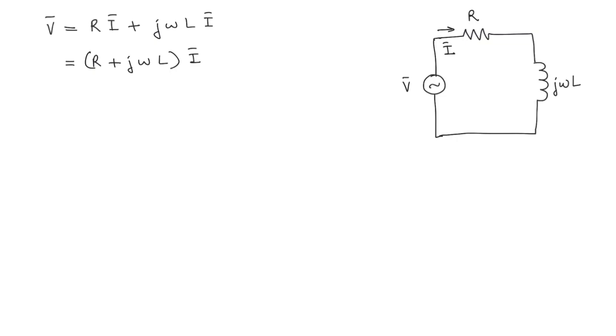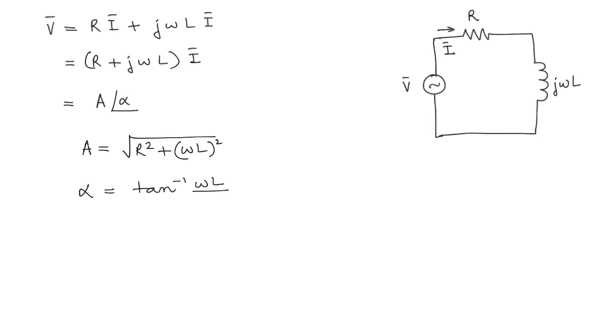Okay, and we can write this complex number, R plus j omega L, in its polar form, right? So if you write it in its polar form, it will have an amplitude and it is going to have a phase, and let's call that phase alpha. Okay, so what is A going to be? A is going to be square root of R squared plus (omega L) squared. And what is alpha going to be? Alpha is going to be tan inverse of omega L over R.